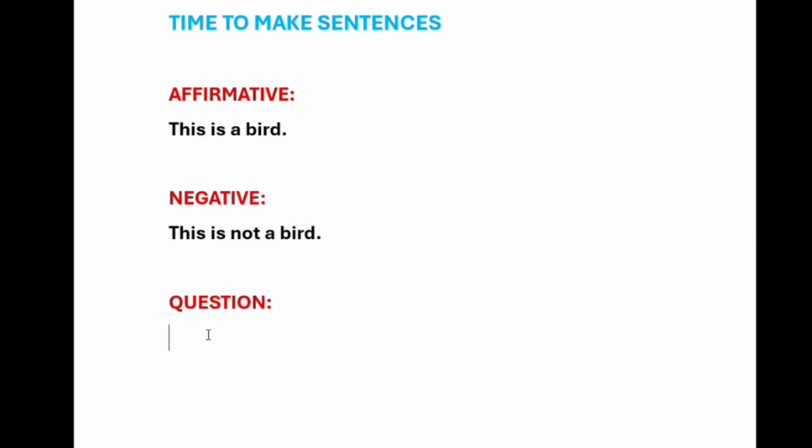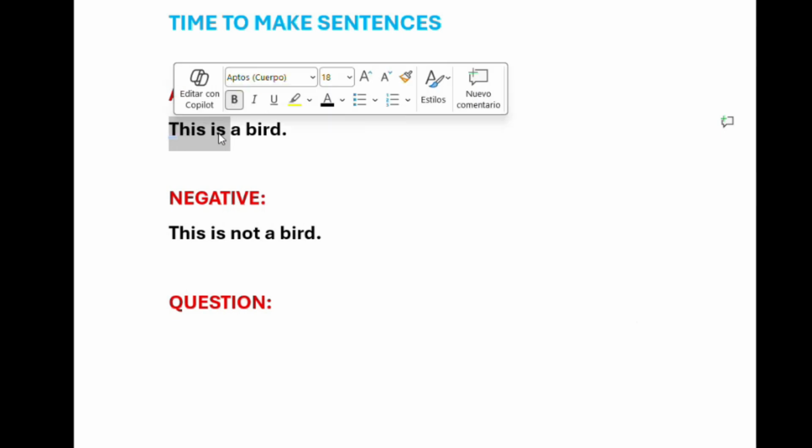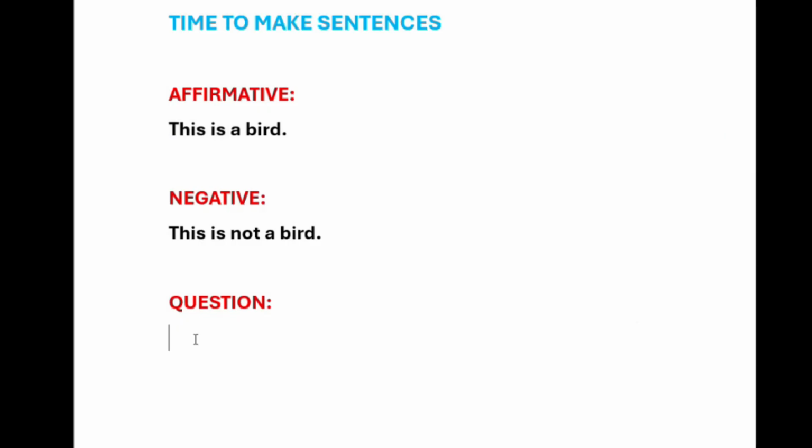And the question form, guess what? It's the same thing as I explained to you with the verb to be: you switch the position. What position, teacher? This position, you switch the verb to be and the demonstrative pronouns. At the beginning: is this a bird? Okay, is this a bird? Well, we need the answers. Yes, it is. No, it is not. Similar to the verb to be.